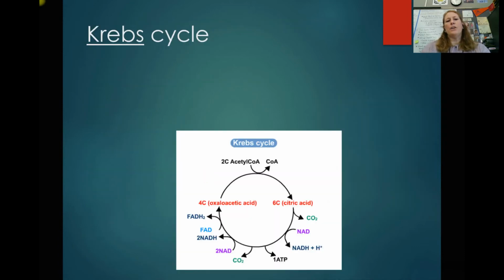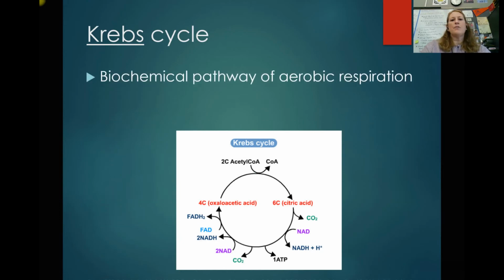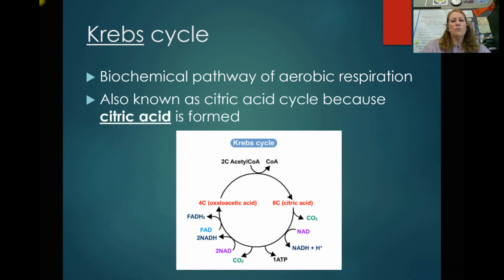Okay, so now here's something new, and this is called the Krebs cycle. This is a pathway that you will find in aerobic respiration. So we're digging a little bit deeper. Krebs cycle is also referred to as the citric acid cycle, and the reason why is because it's going to produce citric acid. And it also produces a lot of other molecules.